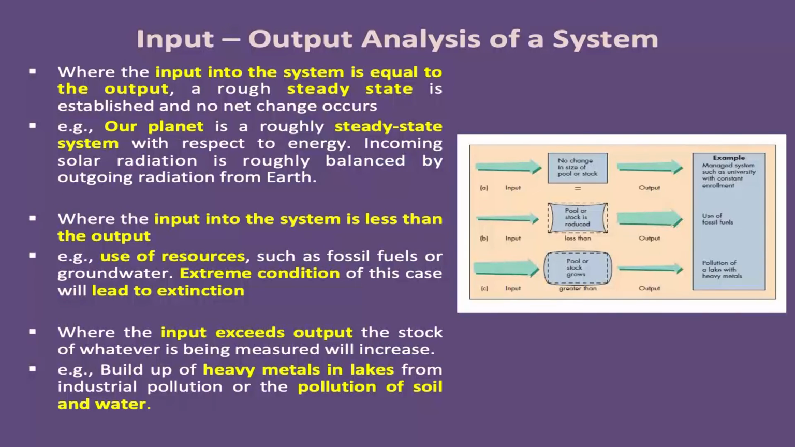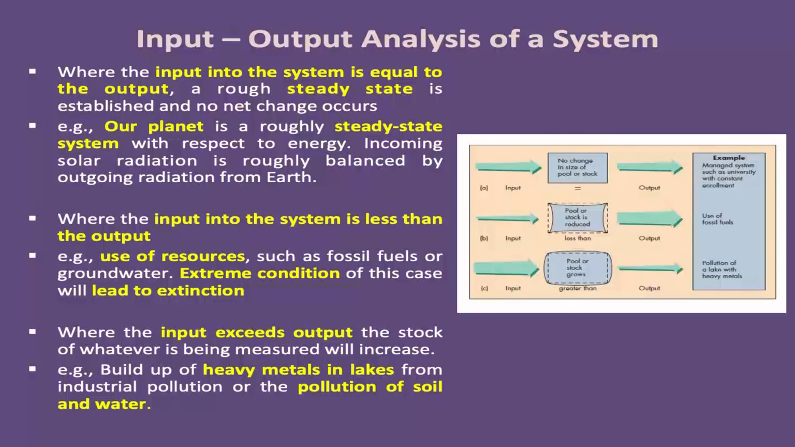The other example talks about the input into the system being less than the output. The example given is the use of resources. The best example which can be given here is fossil fuel. The consumption is so high, we don't have that much stock available with us, which will result in the extinction of this resource in future. So basically what we are doing is reducing the stock in the pool. Third is the input exceeds output. Now this will increase the stock in the pool.